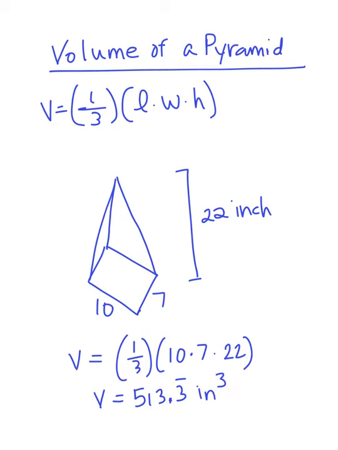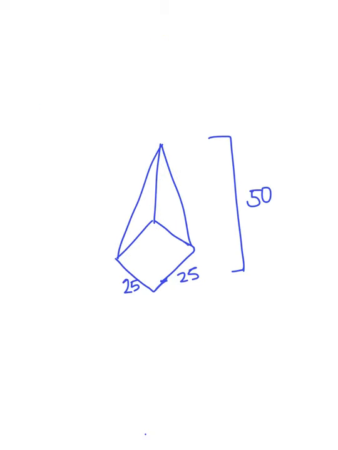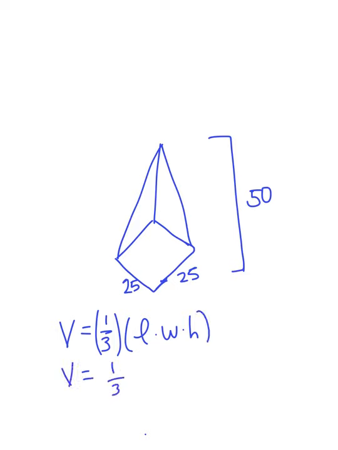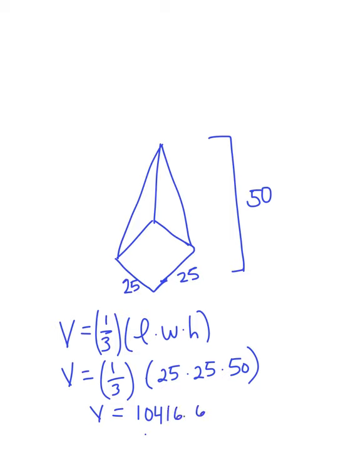Okay, I'll do one more of those, and then you can go on to your homework. Okay, so again, this formula is 1/3 times length times width times height. So it'll be 1/3 times 25 times 25 times 50, because those are the three numbers that we have here. And when you type that all into your calculator, you should get 10,416.6 repeating.